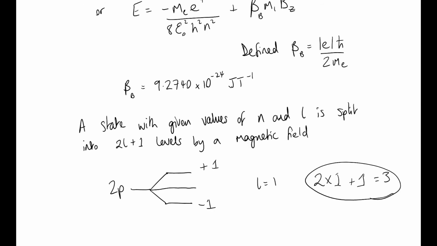So here we have a p orbital, and since L is equal to 1, that means it's split into 3 different levels. Of course, for an s orbital, L is equal to 0, so that would only be split into 1 level, and therefore it wouldn't be split at all. So this is something that happens to p orbitals and d orbitals.